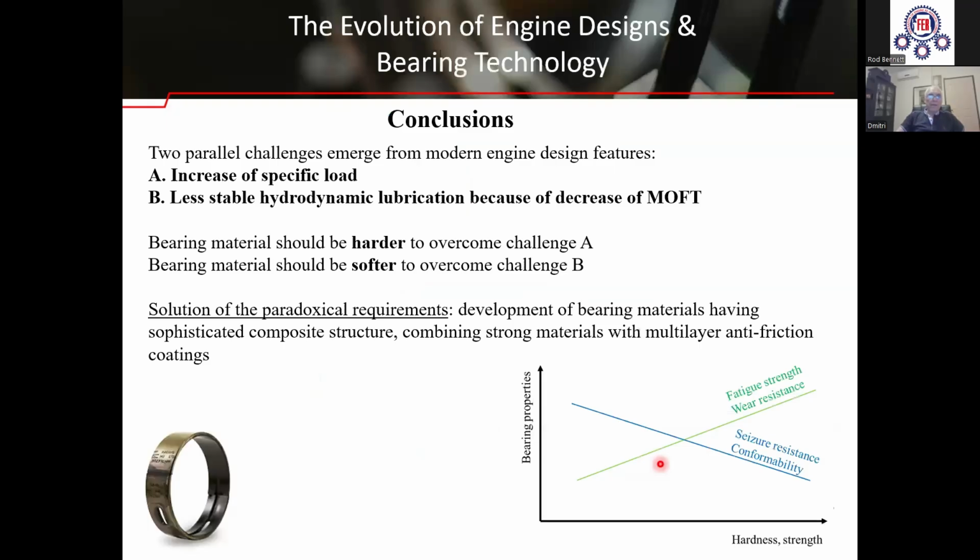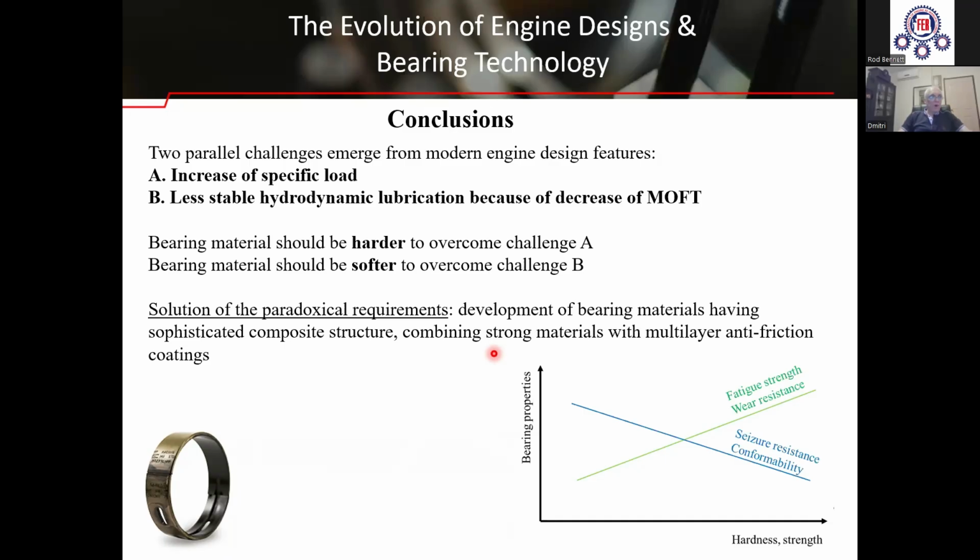And conclusion. From all considerations of the modern features of the engine design, we can define two challenges for the bearings. The challenge A, increase of specific load, and the challenge B, less stable hydrodynamic lubrication because of a decrease of the minimum oil film thickness.